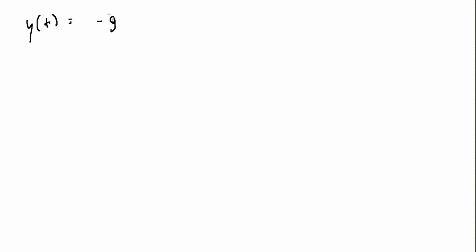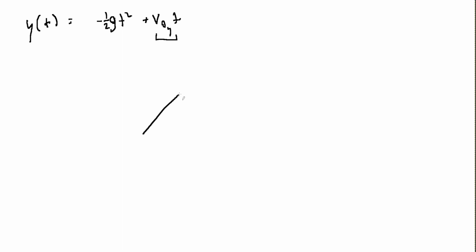And we remember that it's negative 1/2 gt squared plus v0y, which is the initial velocity in the y direction, t plus y0. Okay, first thing we can do to simplify this equation is get rid of y0, because we're going to start at a height of 0. The second thing that we can do is find an expression for the initial y velocity.